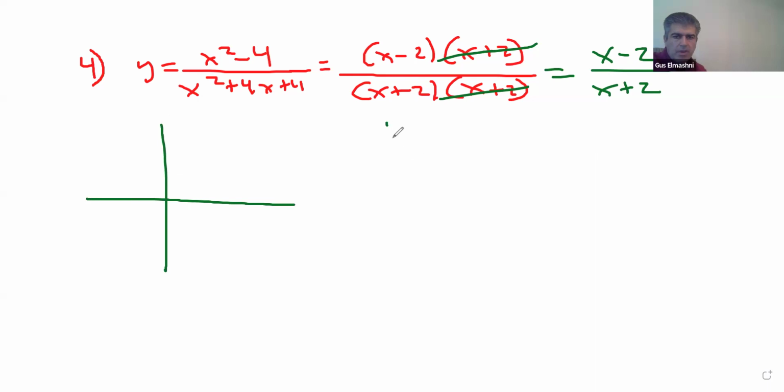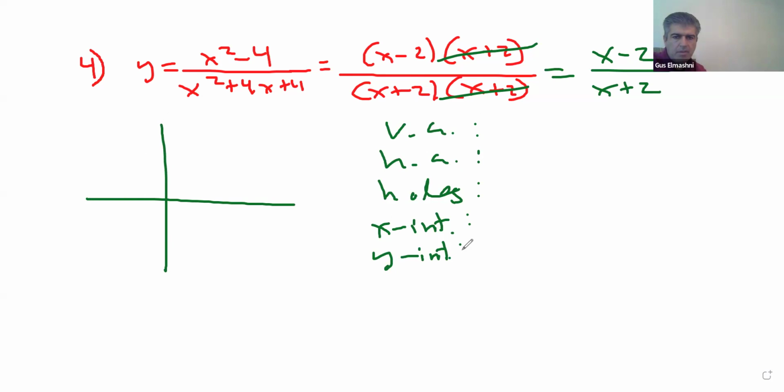So now let's try our VA, our HA, our holes, our x-intercept, our y-intercept. Our VA is x equals -2. Our x-intercept is 2 comma 0. Our y-intercept is 0 comma -1. Our HA is y equals 1. And the hole is x plus 2.